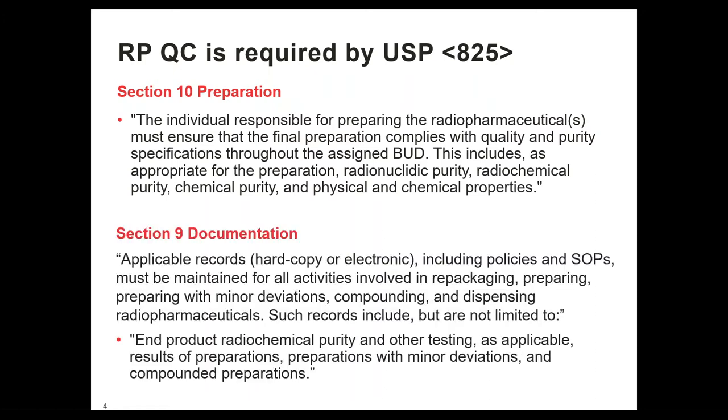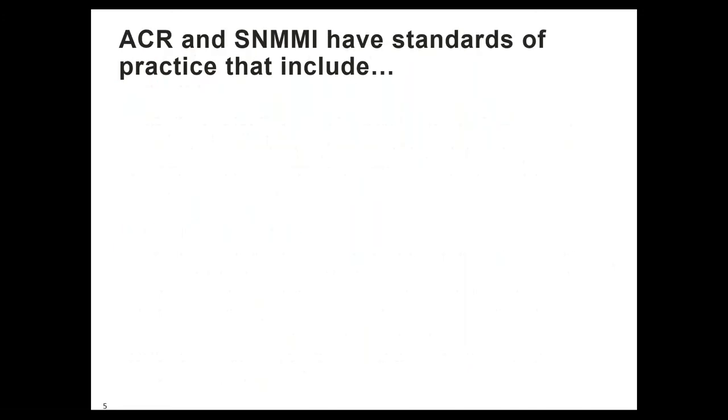In addition to this section 10, there's a statement found in section 9 regarding documentation. You have to have applicable records, hard copy or electronic, that include policies and procedures, SOPs. They must be maintained for all activities involved in repackaging, preparing with minor deviations, compounding, and dispensing radiopharmaceuticals. Such records include, but are not limited to, and one of the, I think, six bullets in that section says, records should include end product radiochemical purity and other testing as applicable, results of preparation, preparation with minor deviations, and compounded preparations. So that's what it says in USP 825.